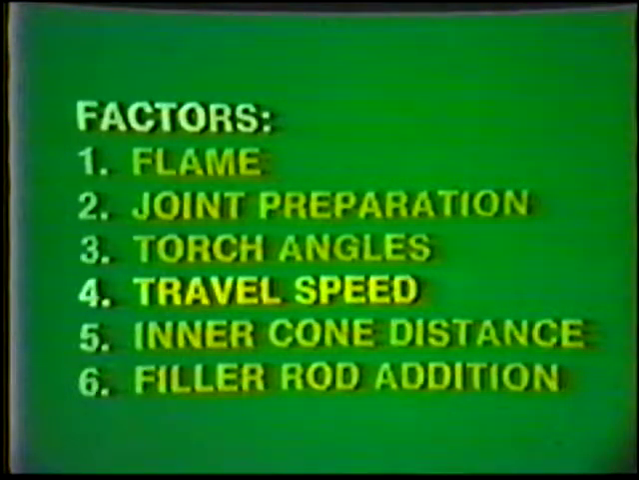There is a narrow range of travel speeds that will produce quality welds when all other conditions are within the desired range. Too slow a travel speed results in weld beads that are too wide and concave. On butt joints, slow travel will result in excessive melt-through and too much reinforcement of the root.